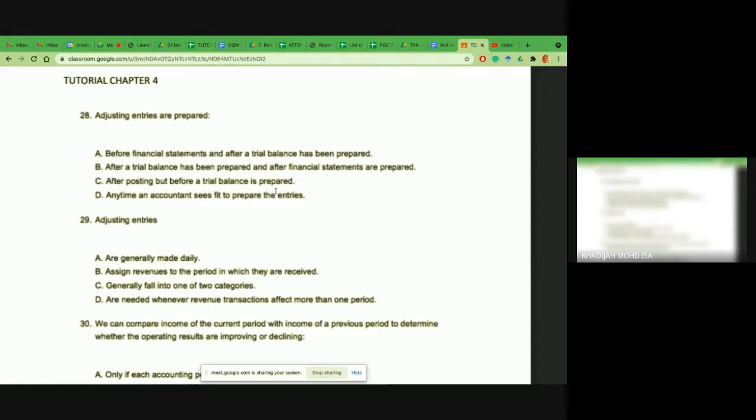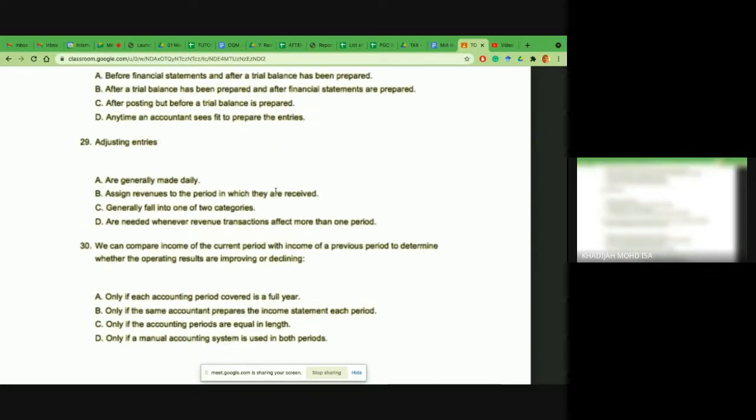So normally you already have your trial balance and then only you have the adjustments, then you come out with your financial statements. So whenever there's a question on adjustment, normally you'll be given the trial balance. From the trial balance, you take up the adjustment entries, and then you come up with the financial statements based on the adjusted trial balance. So the answer should be A. All right, adjusting entries are generally made daily. No. Assign revenue to the period in which they are received.